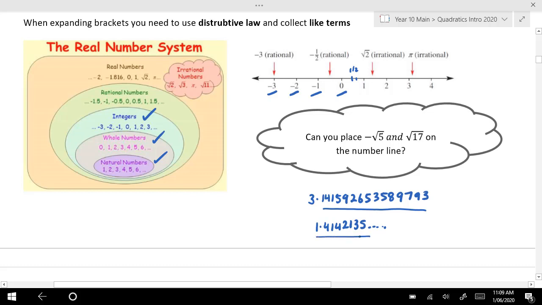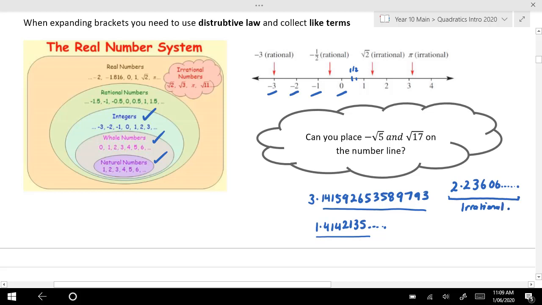So can I place minus root 5 and root 17 on the number line? Well, for the square root of 5, we know that the square root of 9 is 3, and the square root of 4 is 2. So it's going to be somewhere between 2 and 3, most likely closer to 2. If I did the square root of 5 on a calculator, it's about 2.236, but it's not a recurring decimal, 2.23606, and so on and so forth. That's usually a hint that this is an irrational number.